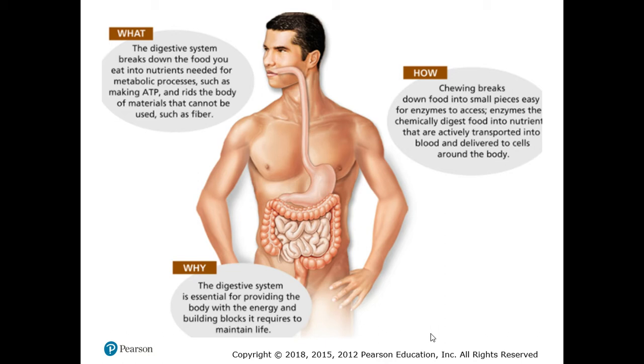How is it able to do this? Well, it does this through two basic mechanisms: mechanically breaking down food by chewing it into smaller pieces, and then chemically breaking it down by using enzymes or other chemicals to break it into its nutrients. It then works with the cardiovascular system to transport those nutrients to the rest of the body. Why is it important? Well, the ability to break down nutrients allows our body to get the energy that is needed to maintain life.